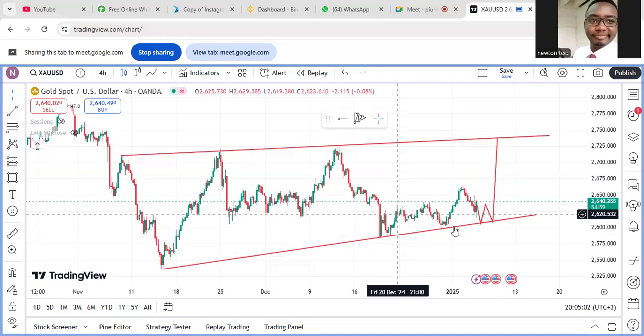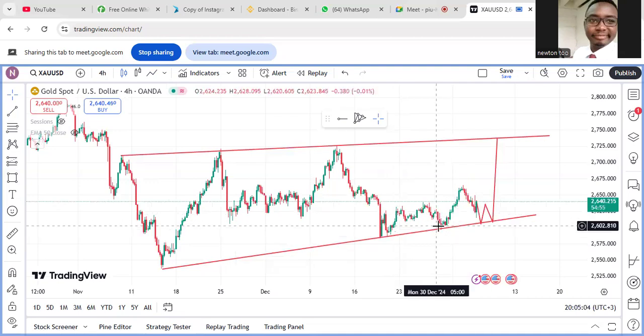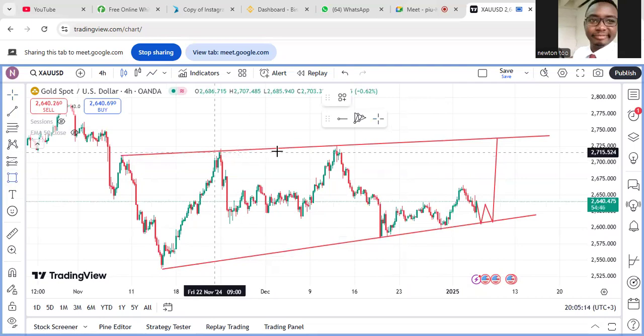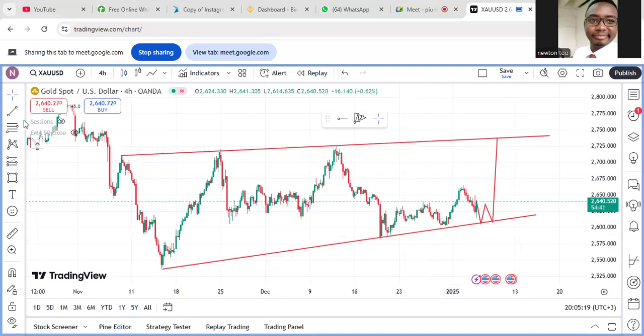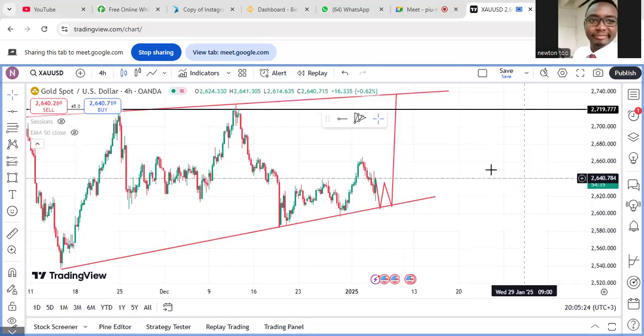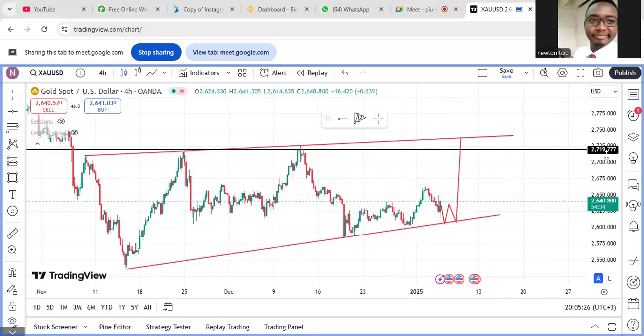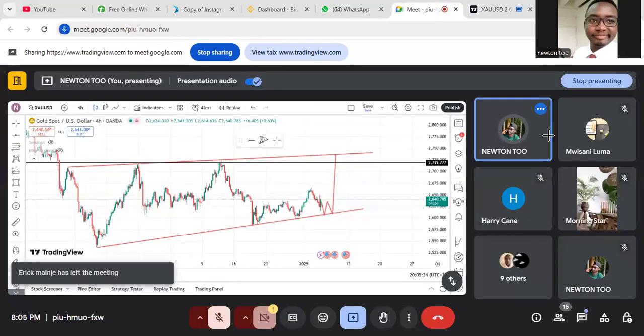So if you get a nice setup here, if someone got an entry here, where can you exit this trade? You can exit this trade at the nearest high. Where's the nearest high? It's around here. So you can just set a horizontal line and set your TP at 127.19. That's your area of the TP. If the market comes to that area, you can set your TP at that zone.